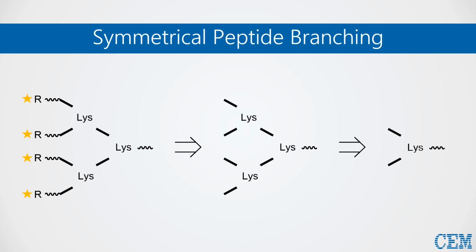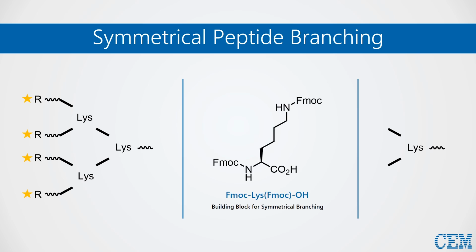First, we must look back to the first occurrence of branching. Here, we see that it is traced to this first rightmost lysine residue, which then branches to 2 more branched lysine residues. The residue responsible for this branching is actually Fmoc-Lys(Fmoc).